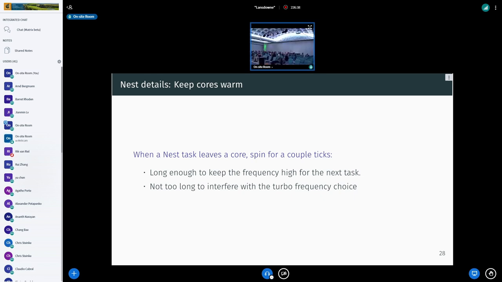But one other question is, spinning while waiting to keep the CPU busy seems like you're fixing the symptom rather than the cause, right? It almost seems like you should make DVFS smarter rather than giving it the wrong signal to keep it at a higher frequency, right? Yes, it's possible. Yeah.